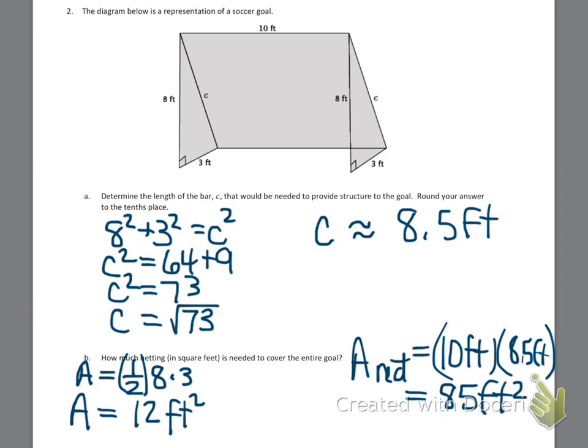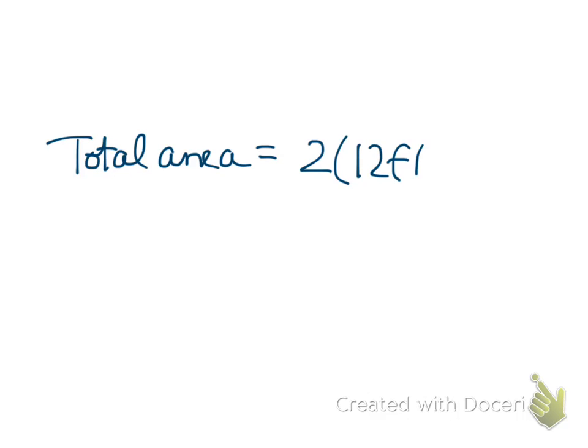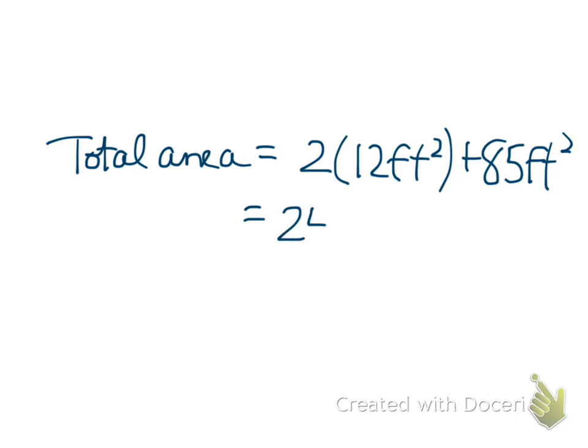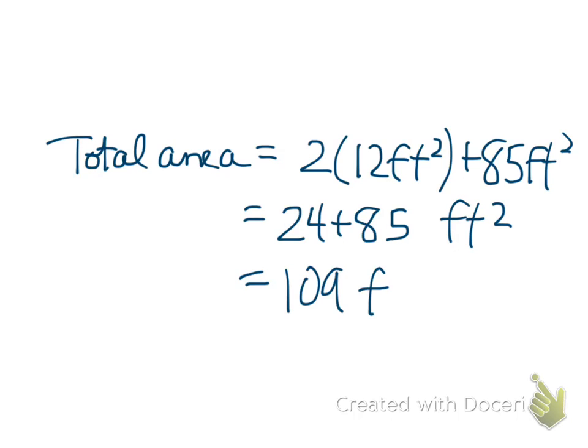I don't have anywhere to write the total, so let's just get a new sheet here. You can probably keep writing on yours. So the total area is going to be 2 times 12 square feet plus 85 square feet. So this is going to be 24 plus 85 square feet. So we'd have 109 square feet of netting.